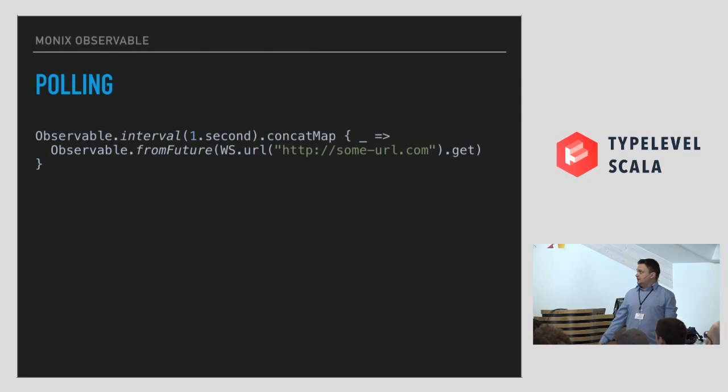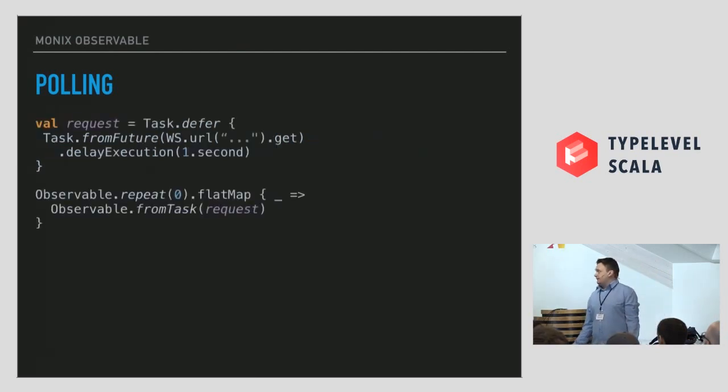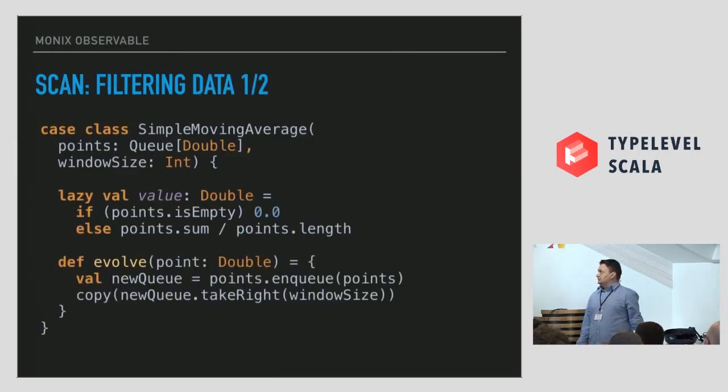We can do polling, like we can turn a RESTful endpoint into a data source by repeatedly requesting data with concatMap. This is flatMap, but I'm naming it concatMap because there's also mergeMap, which merges multiple data sources at once, and that's non-deterministic and unlawful. But this is flatMap, and it has the properties of a monad. We can also work with tasks, of course. And we can do filtering data in a pure way.